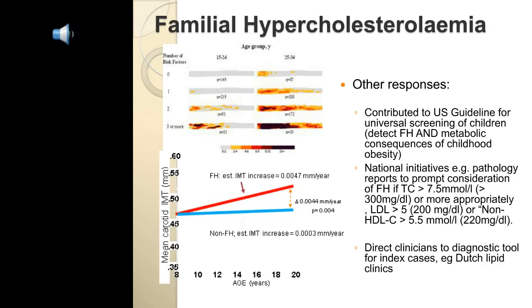One of the initiatives that can be helpful at a national level is the consideration of using pathology reports to flag very high levels. You might think of a cholesterol greater than 7.5 millimoles or 300 milligrams per deciliter, although it would be more appropriate to use non-confounded measures such as LDL cholesterol or non-HDL cholesterol. But if we flag those results, maybe we can direct clinicians towards diagnostic tools and do a better job of detecting index cases.